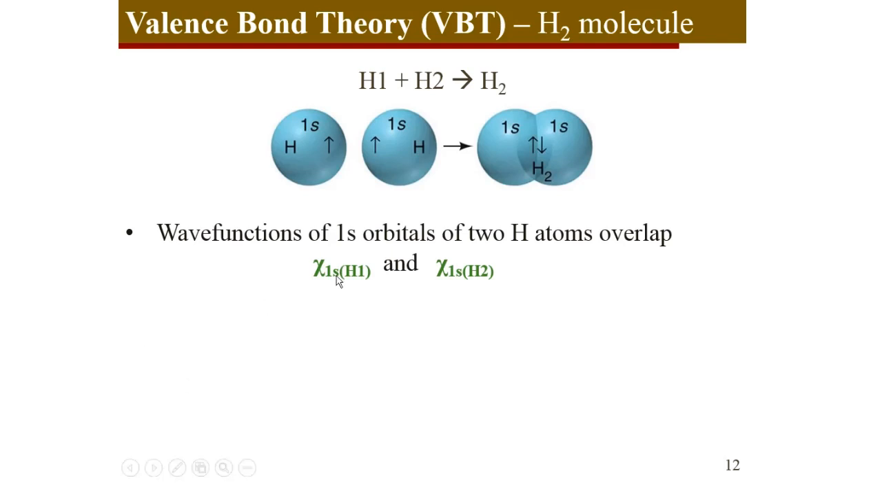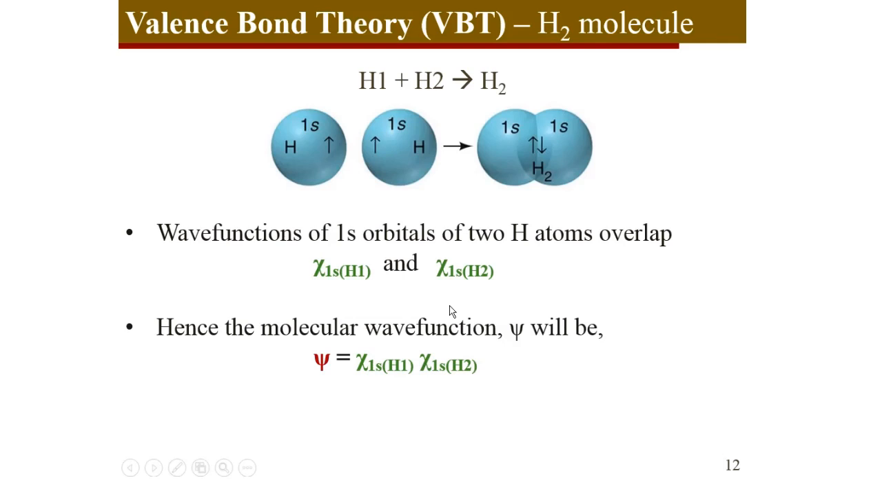Here I am using the notation chi to represent the atomic orbital wave function and psi to represent the molecular orbital, or the wave function of the resultant overlapping. So chi 1s H1 represents the wave function of the 1s electron belonging to the first hydrogen atom, and this one is the wave function of the 1s electron belonging to the second hydrogen atom. And now the molecular wave function, the wave function of the new molecule, is a combination of the two wave functions.